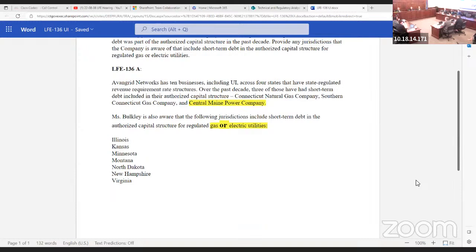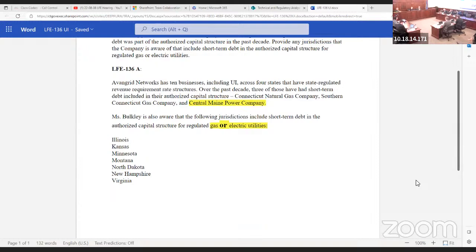Okay, well, while you do that, I do have a question for Ms. Bulkley. You want something to add? Okay, yeah, go ahead. If I could just add to that, across the country, when short-term debt is included in the capital structure, it's often with reference to the amount of short-term debt that would be greater than construction work in progress that is maintained by the companies in their ongoing operations.